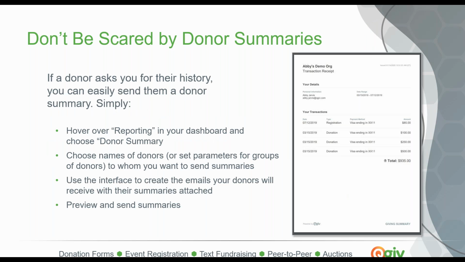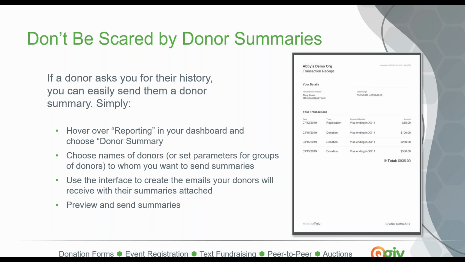All you have to do is go to the reporting area of your dashboard and choose donor summary. And then you can look up the names of donors. So if Abby Jarvis calls and asks you specifically for my giving history, that's awesome. Or if you just want to send a summary of everyone who donated in a particular quarter or a year, you can send those. We show you this really handy interface where you can create an email that your donors will receive, and they'll receive the summary as an attachment.